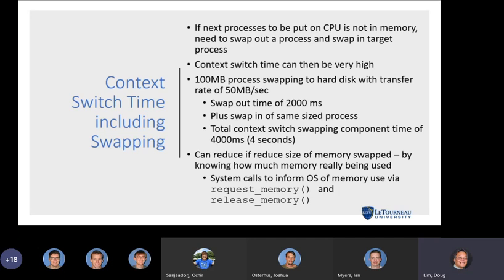So the context switch time includes the swapping. So basically, you have to keep in mind the swapping in and out of memory is now part of the swapping time when you are doing swapping. And so that can drastically increase the context switch time. And so there you can see that you certainly want to reduce the number of context switches when you get to a situation where the available memory is starting to dwindle.